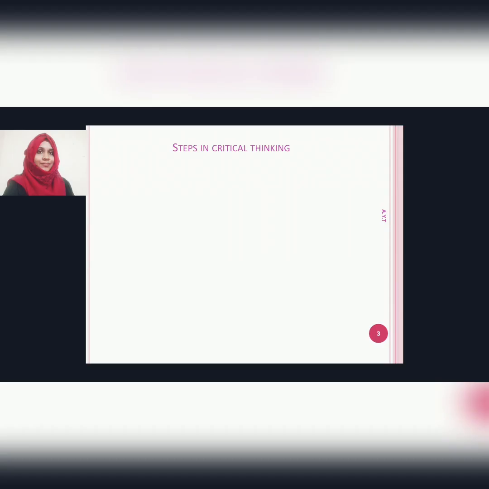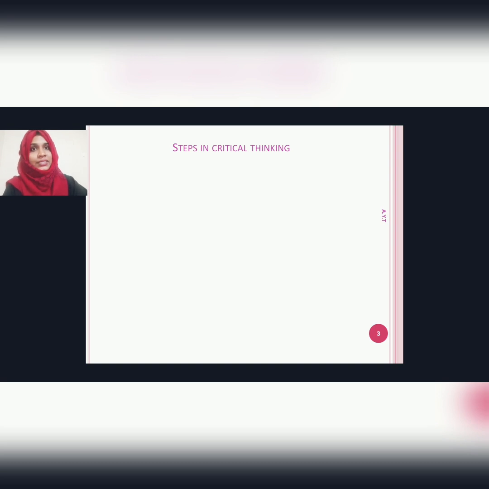Now we will see the steps in critical thinking. Here I divide the steps into 5. So there are 5 steps to select the answer. We will discuss them one by one briefly in this slide, and we will discuss all those 5 steps with a question also, so that you will become more familiar.